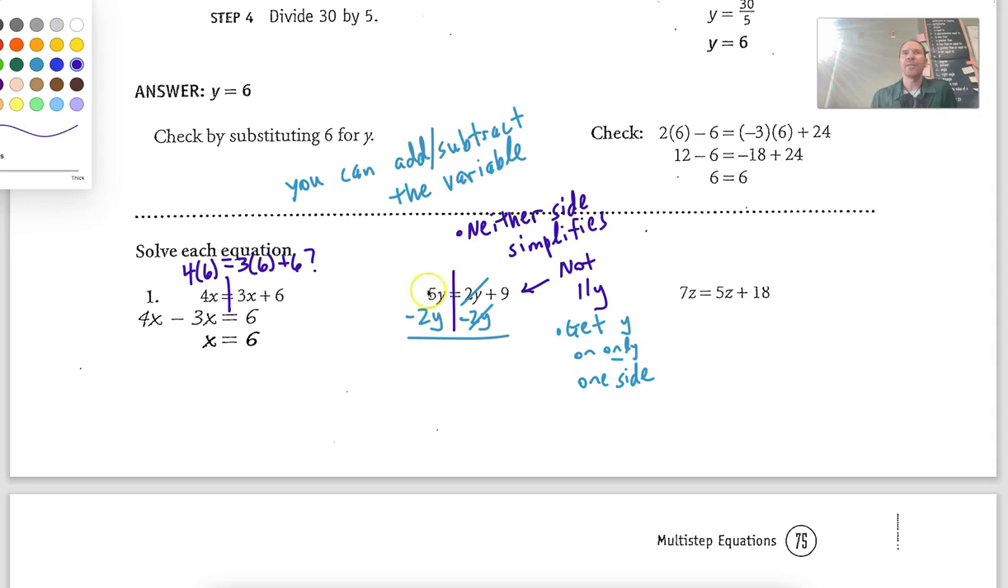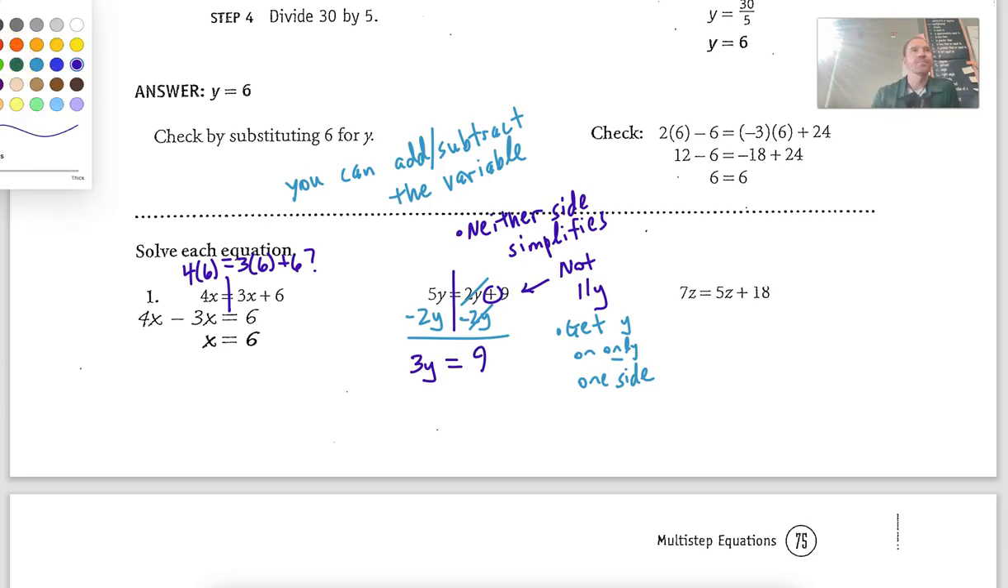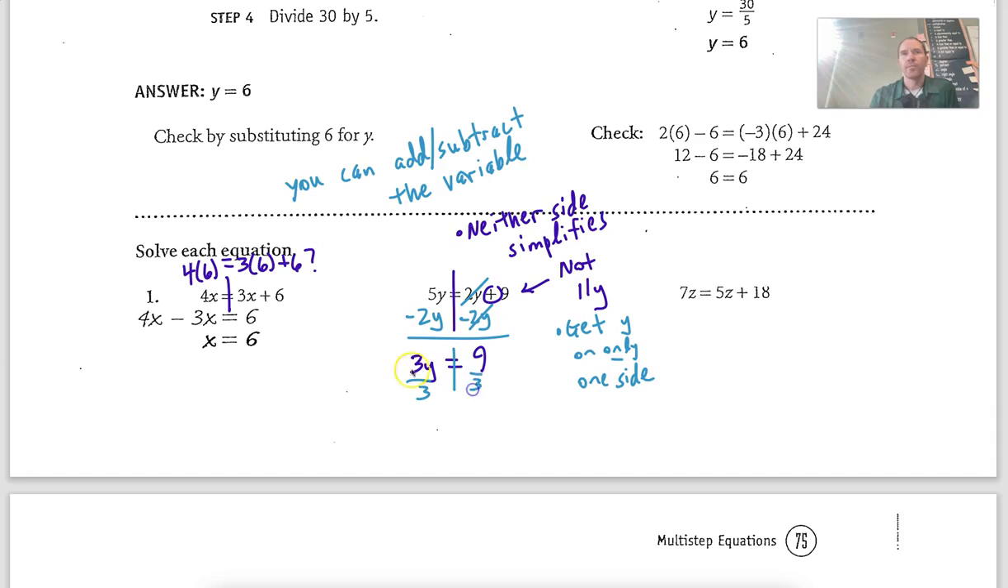Yeah. And now on the left, 5 yo-yos, take away 2 yo-yos would be 3 yo-yos. The right side, I had 2 yo-yos and $9. We took away 2 yo-yos. Now I've just got the positive 9. And from there, I go, well, now it's pretty simple. Now I just got to divide by that 3. Divide by the 3. And then we cancel the 3 there, so we get positive 1y. And then 9 divided by 3 on the other side is coincidentally a 3.